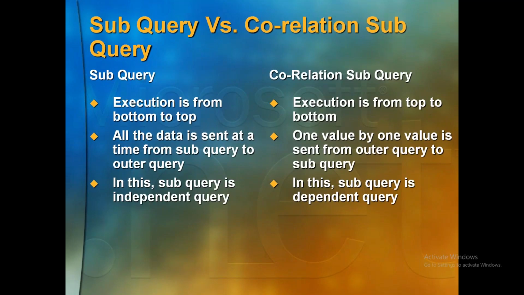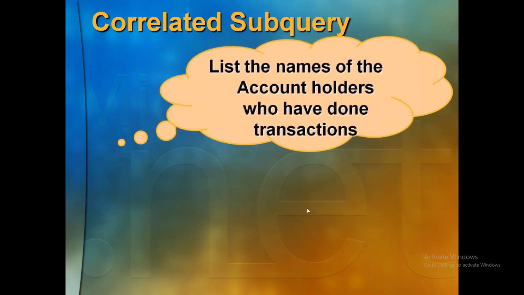And the correlated subqueries are similar to the loop in a loop concept of a programming language. If you write a loop, value by value will come to the inner loop, right? So that is a simple thing that you should understand. Clear? I will give you one example. List the names of the account holders who have done transactions. I wanted to know who are the people who has done the transaction.